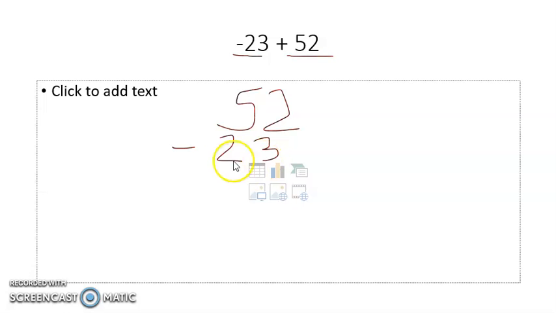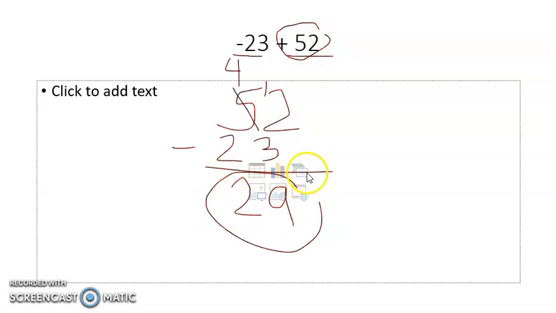Oh, this is a good chance for me to practice my borrowing skills because there's no calculators today. So take the 5, goes down 1 to a 4. Add the 10 here. 12 take away 3 is 9. 4 take away 2 is 2, so 29. And the bigger one is positive, so my answer should be a positive 29.